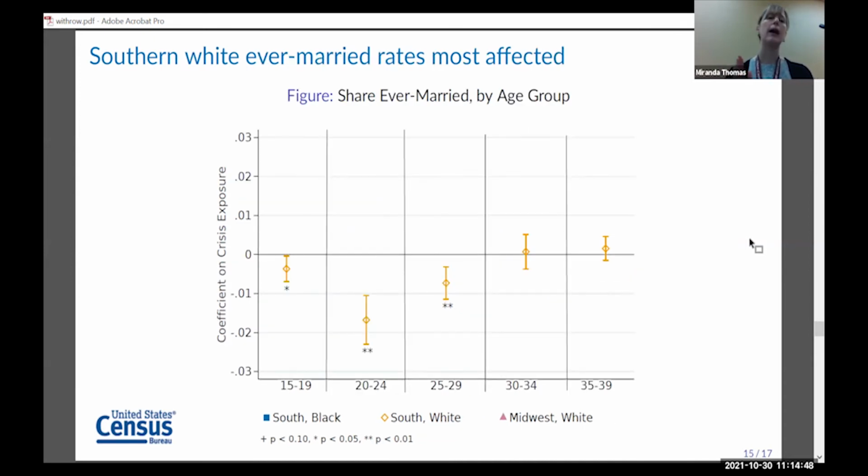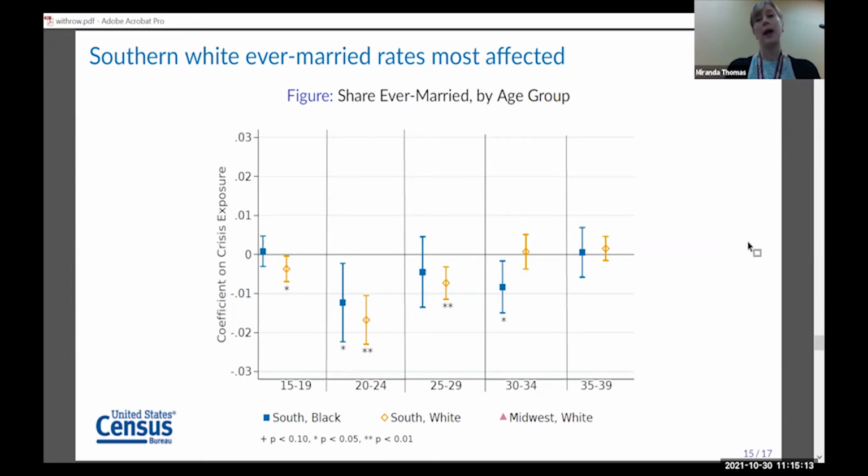I next look at Southern white ever married rates, and I find that Southern white women's ever married rates were the most affected by the crisis, which is really highlighting this connection between decreased tenure mobility and white women choosing to delay marriage. So again, we can see that among the youngest age groups, 15 to 29, women are delaying marriage anywhere from about 0.5 to 2 percentage points.